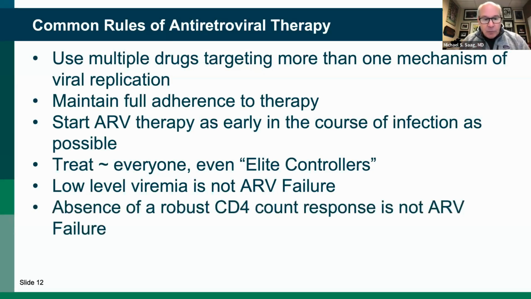The absence of a robust response. So most people, once you start, let's say these have a baseline of 50 CD4 cells. Most people, when you start therapy, go up dramatically in the first 6 weeks to about 200, 250. That's the normal response. But some people don't get that bump.